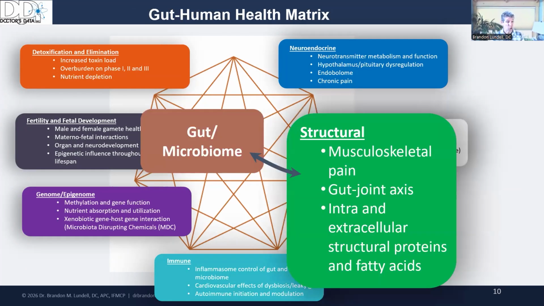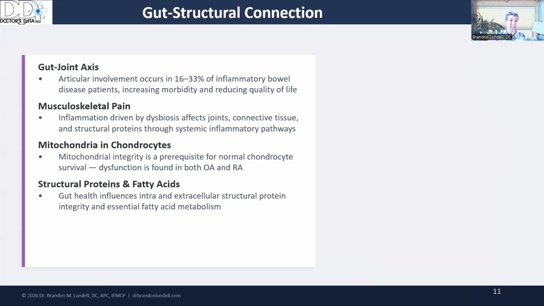So we have the gut structural system that's also underappreciated. The gut-joint axis: the gut drives osteoarthritis as well as rheumatoid, psoriatic, and autoimmune arthritis. So it's very important to know that connection. For those of you who have musculoskeletal patients in your practice, it's not just about managing pain. It's about what the source of pain and destruction in the joint is. And the gut-joint axis is one of the most important.